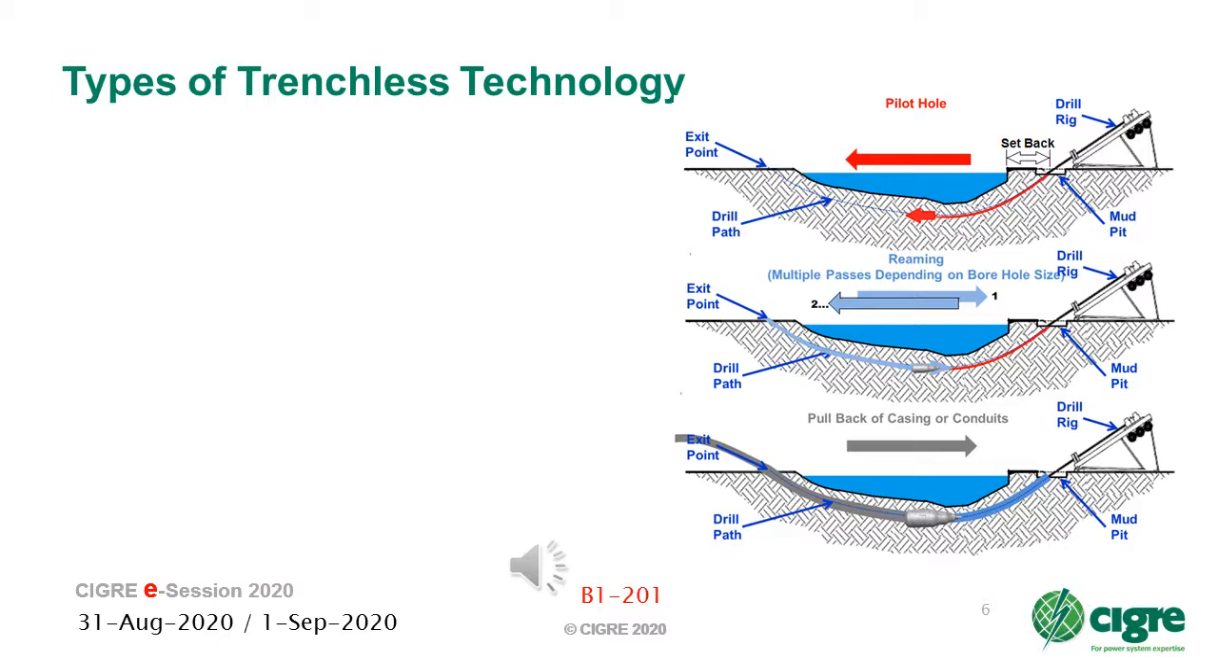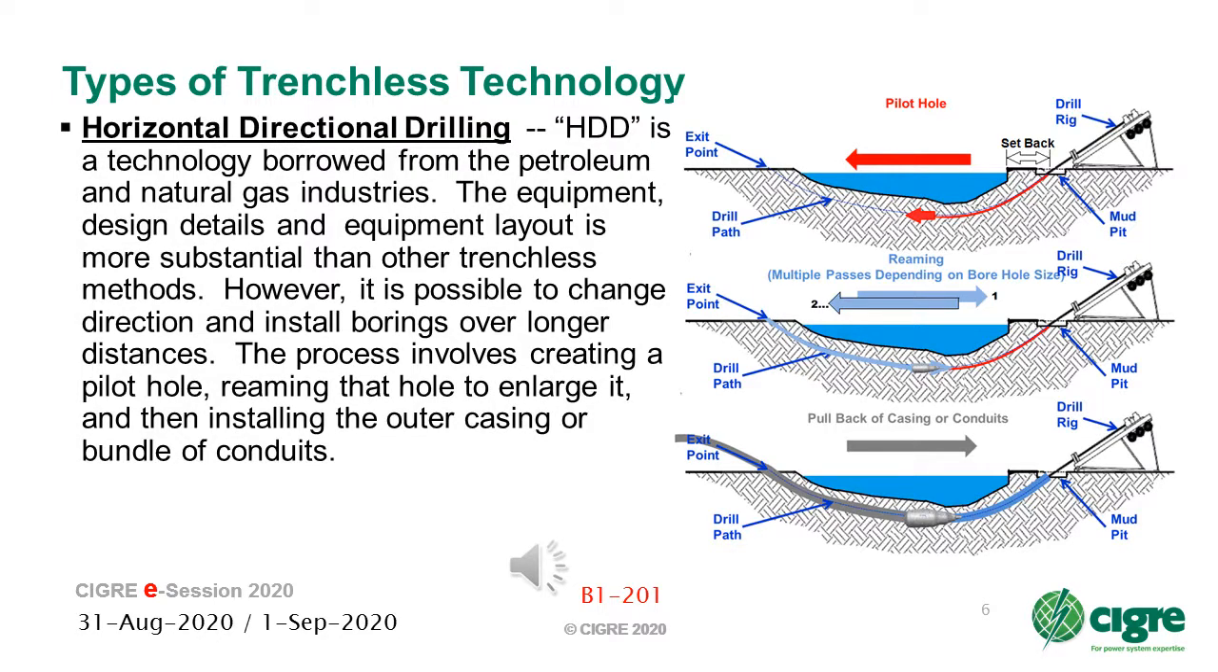Another type of trenchless technology is horizontal directional drilling, or HDD, which is borrowed from the petroleum and natural gas industries. The equipment laydown area for horizontal directional drilling is far more substantial than the other trenchless methods, but has the advantages of being able to steer and change direction, as well as being able to go longer distances.